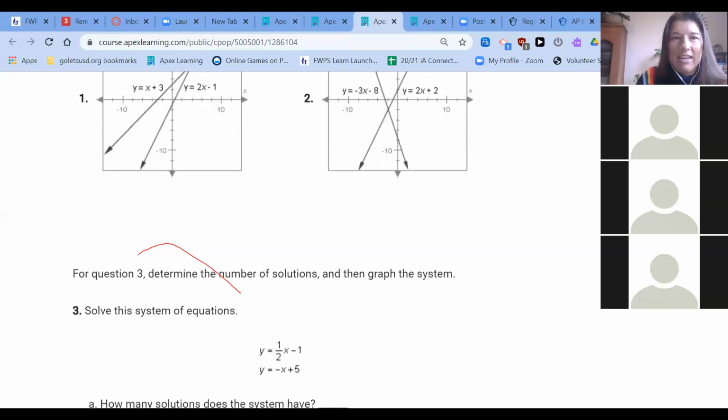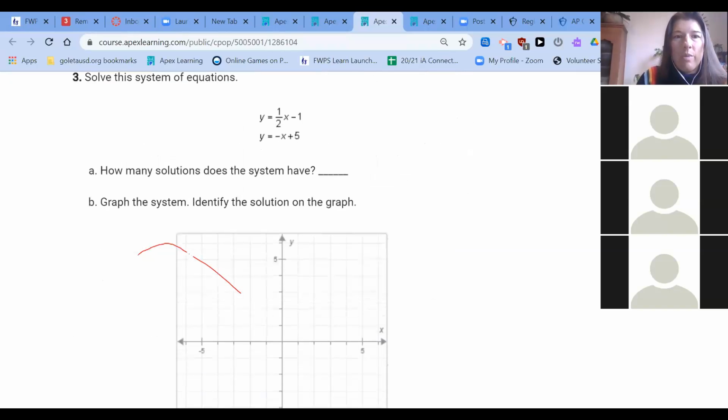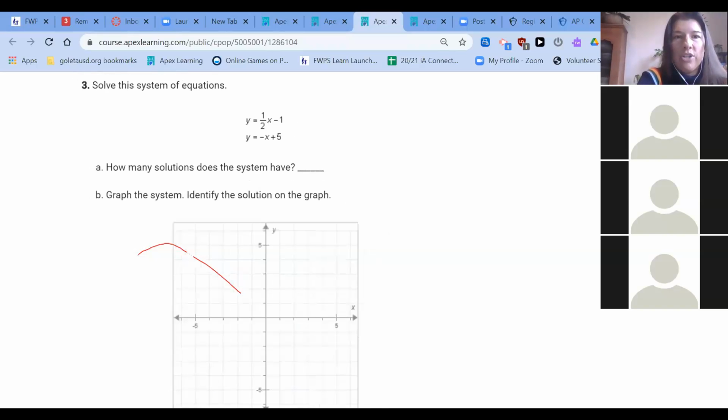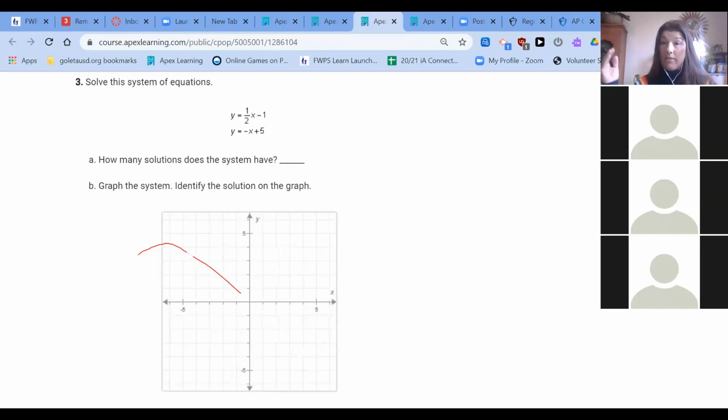All right, here we go. Let's look at number 3 here. So we want to solve this system of equations, and then we're going to solve it by graphing. And that way we should be able to verify that our algebraic solution and our graphic solution are the same. Okay, so I'm going to go back to annotate. Okay, so we're graphing these lines.